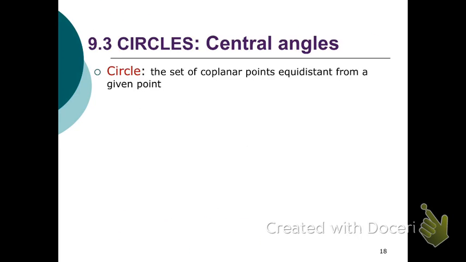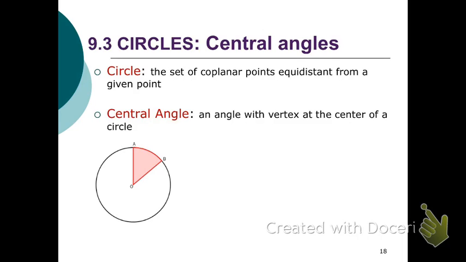All right, today we're going to talk about central angles and arcs. First of all, let's remember the definition of a circle: the set of coplanar points equidistant from a given point. A central angle is an angle with a vertex at the center of the circle. Okay, so O would be the center of the circle. You would create the angle AOB. That's called a central angle.